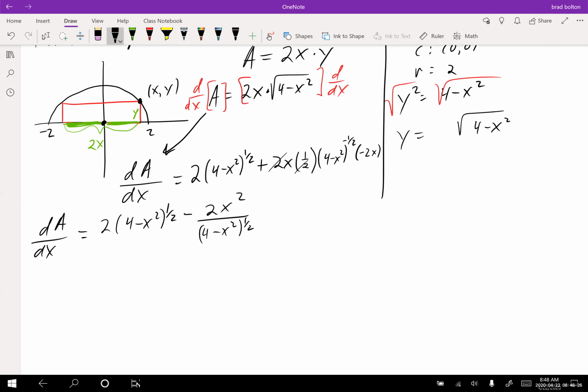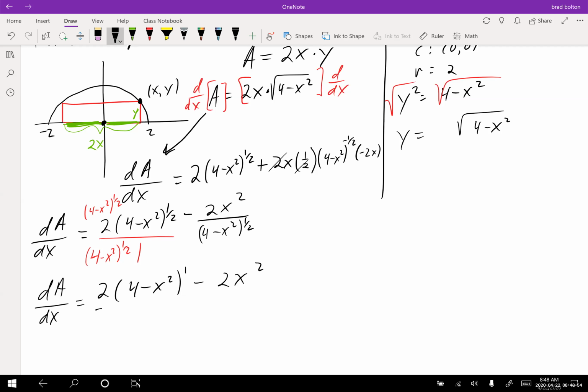Okay. So remember what I did then is I took this and I wrote it over 1, and I gave this guy what it would need to be a common denominator, (4 minus x squared) to the 1/2 over (4 minus x squared) to the 1/2, because that's really just 1. So this is a technique that I taught you in chapter 3, that's why I taught it to you. So this becomes 2 times (4 minus x squared) to the 1 now, right, minus 2x squared all over (4 minus x squared) to the 1/2.